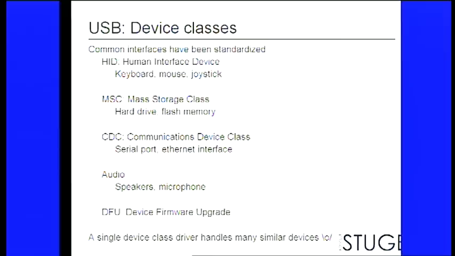There are a whole bunch of device class specifications. These are just some of them. So maybe human interface device is the most common one for keyboards and mice and joysticks and so on, buttons and displays. Mass storage class for hard drives, portable hard drives and flash memory sticks and so on. Communications device class has a serial port, Ethernet, and more.